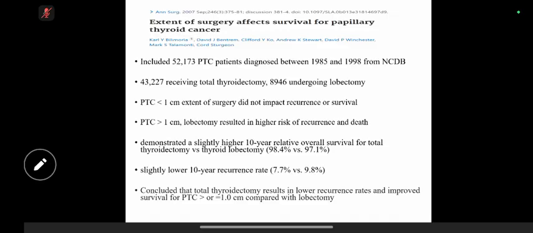There was a slightly lower 10-year recurrence rate for total thyroidectomy, 7.7%. To conclude, total thyroidectomy resulted in lower recurrence rate and improved survival for tumors that were more than 1 centimeter when compared to lobectomy.